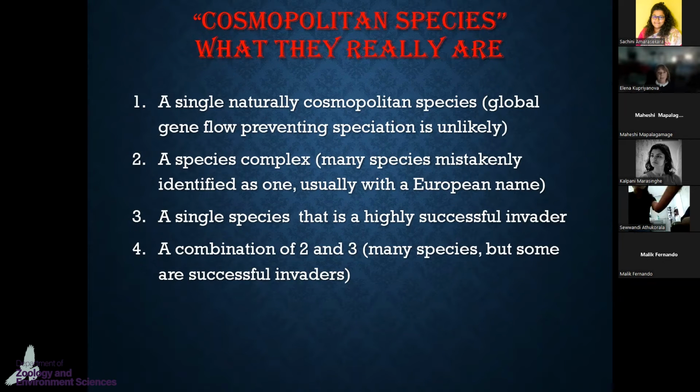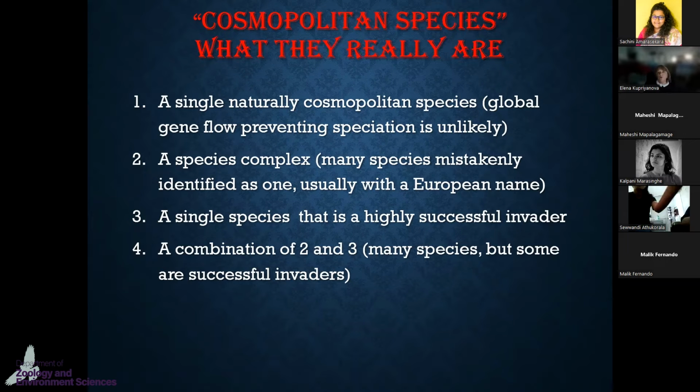There are 4 possible answers to this question. First, it can be actually a single naturally cosmopolitan species, which seems to be quite unlikely because global gene flow preventing such speciation is very unlikely. The next possible scenario is a species complex, so many different species mistakenly identified as one, usually with a European name. It can be also a single species; this is a highly successful invader. And finally, it can be a combination of scenarios 2 and 3: many species, but some are successful invaders.